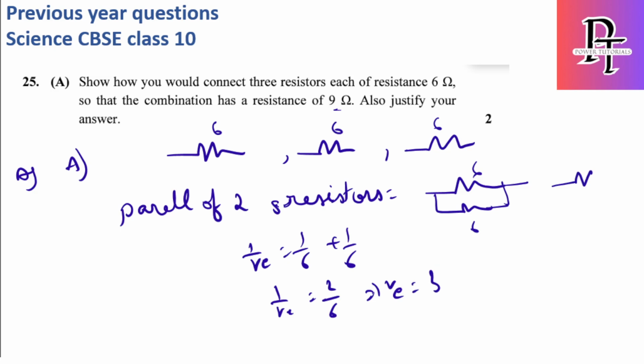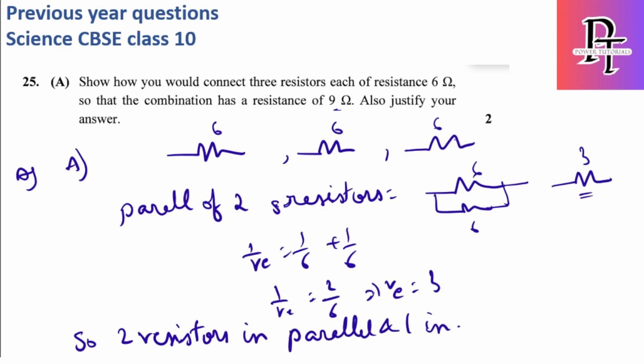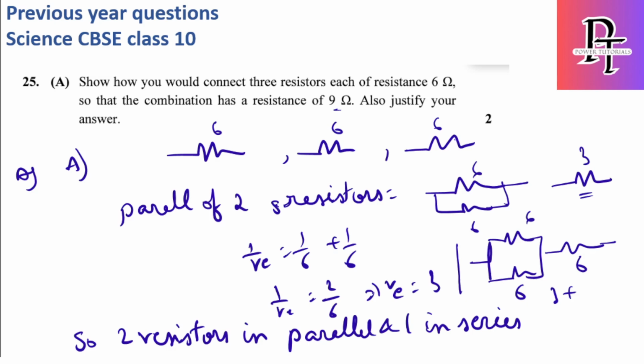Now we connected two resistors in parallel. I got the resistance as 3 ohms. So now if I add these two, I'll get, sorry, 9, which is sufficient. So the answer should be two resistors in parallel and one in series. So how is it happening? If it is like this, two resistors in parallel, 6, 6, and one in series, it becomes 3 plus 6, which is 9 ohms.